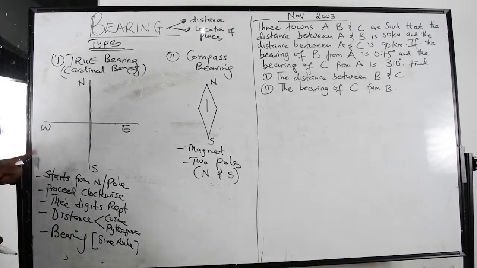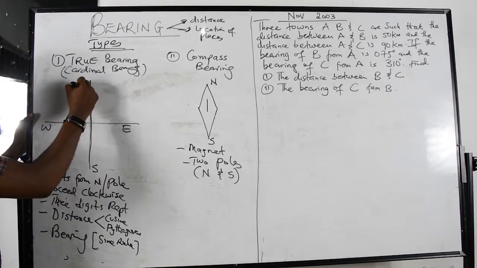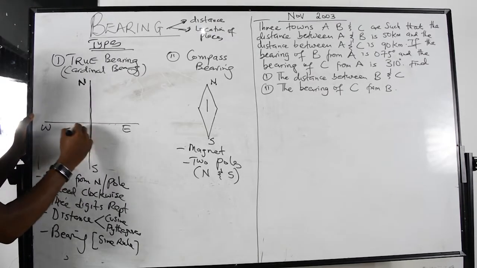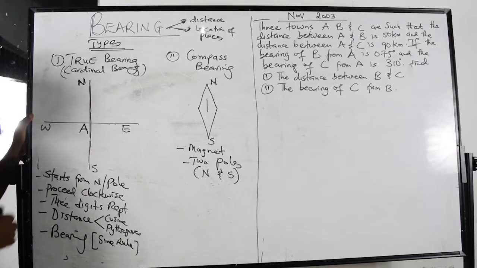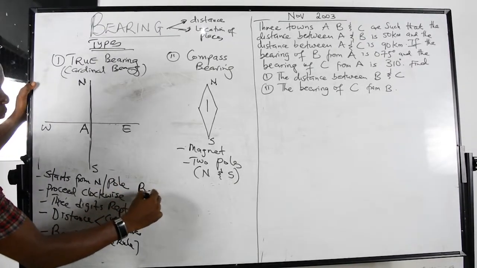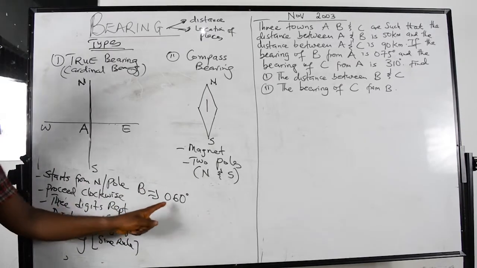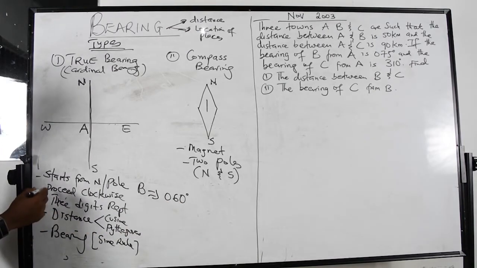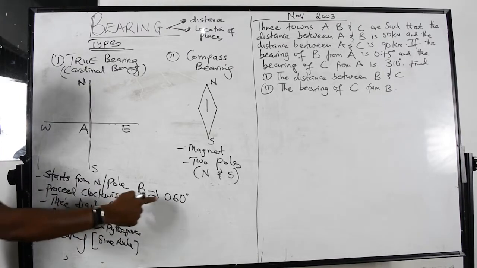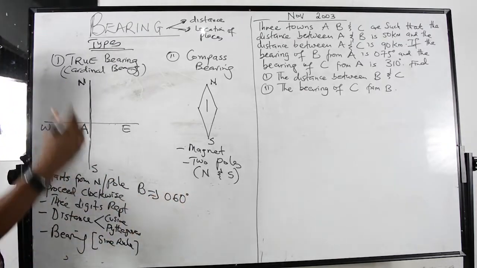So the key points are: it starts from the north pole, it proceeds clockwise, and it's a 3-digit representation. These are the points that we are going to take to actually plot the bearing of a place. So now, if I say this is a town, town A, now I want to find town B, which is on the bearing 060. 060 is 60 degrees. That's what I said, it's a 3-digit representation. Even if it's 1 degree, it's going to be 001. If it is 2 degrees, 002.